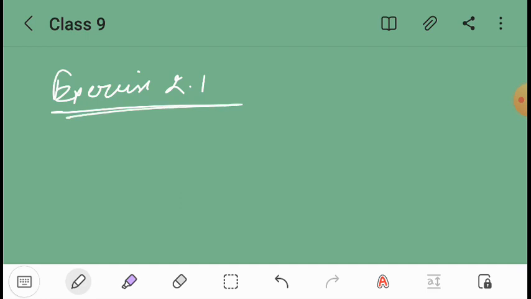So, in exercise 2.1, the first problem, the principal for the first year is actually given, that is 8,000 rupees. Okay. So, 8,000 rupees is given, the interest rate is 5% per annum, and after 2 years you need to find the compound interest. Now, you need to find how much amount he actually invested.